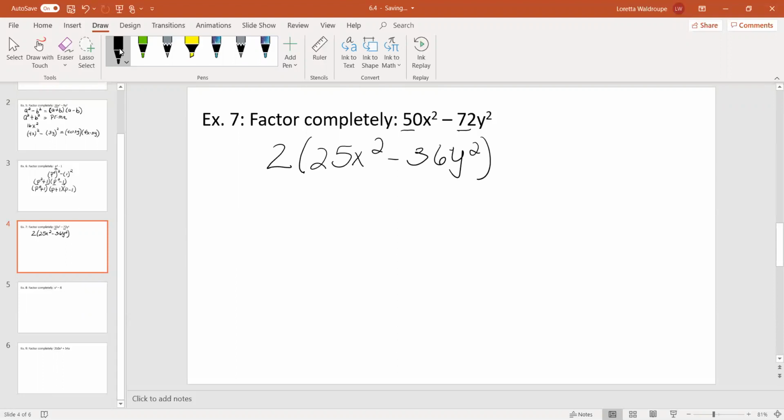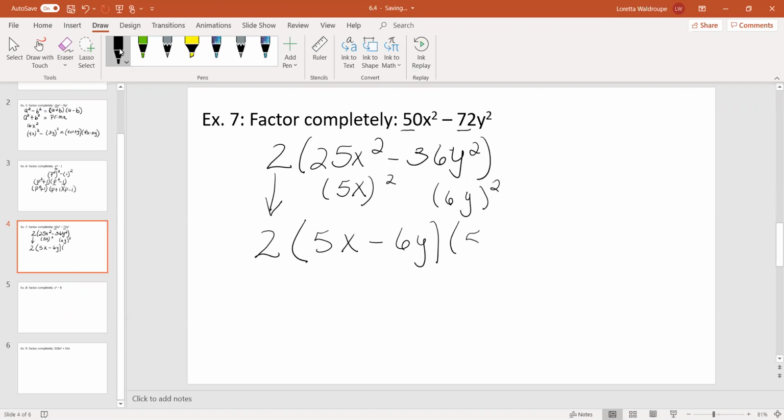So what do I square to get 25x squared? We square 5x. What do I square to get 36? 6, and to get y squared, y. So we still have our 2 in front that we factored out from the beginning, and it's the first. This time I'm going to put a minus first just so that you see it makes no difference which one is first and which one is second.